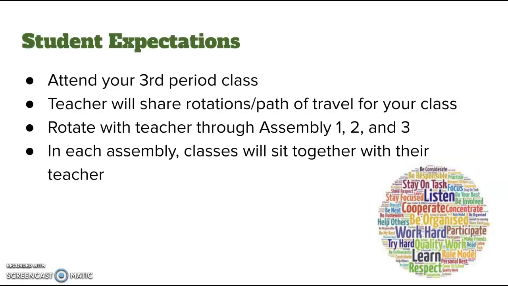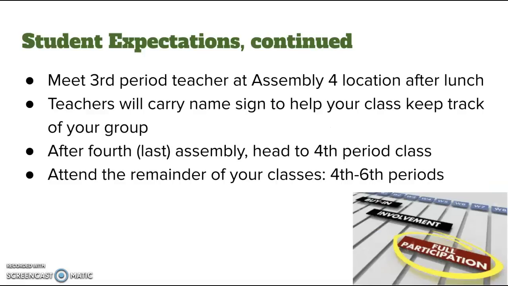You will attend your third period class, where your teacher will share the rotations and path of travel that is assigned for your class. You will rotate with your teacher through assemblies 1, 2, and 3. In each assembly, classes will sit together with their teacher. Please make sure to stay together. After lunch, which is after the third assembly, you will meet your teacher at Assembly 4. Teachers will carry name signs to make sure that your class can keep track of your group. They may even ask one of you to carry the sign for them.